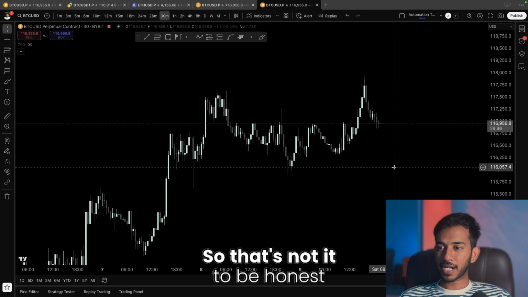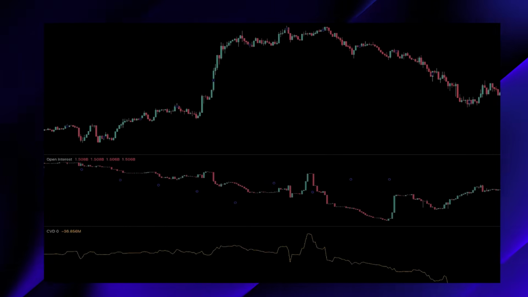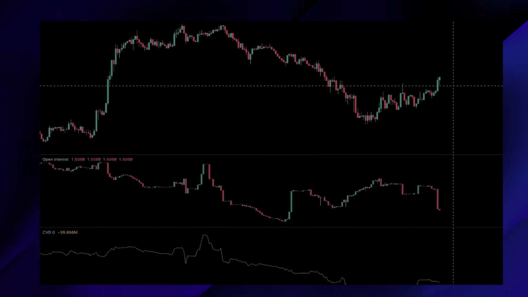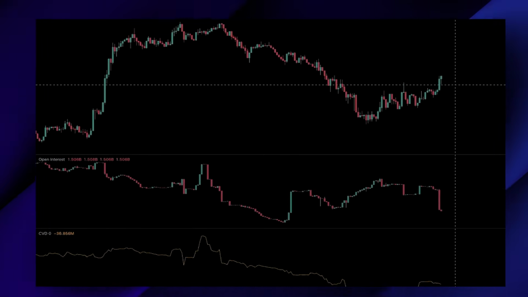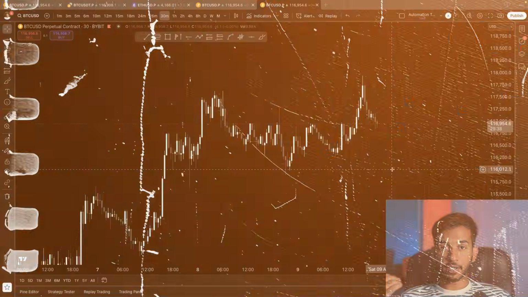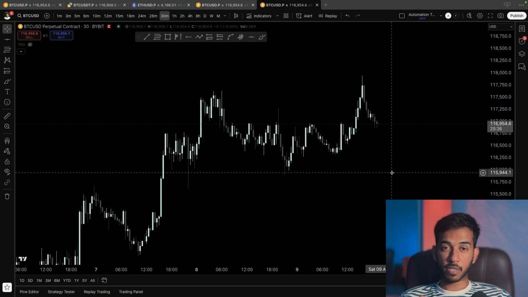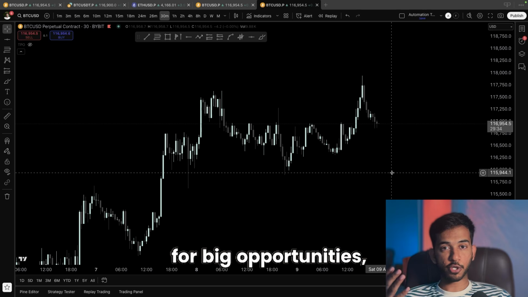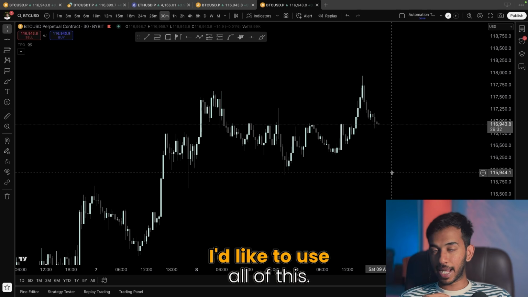That's not it, to be honest. I also use open interest, I use CBD. There is a dedicated template that I use that you are seeing on your screen as of now. I try to use that as well for some better confirmation, for swing trades, for big opportunities, for bigger moves to capture. I like to use all of this.